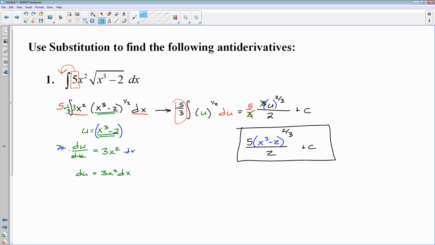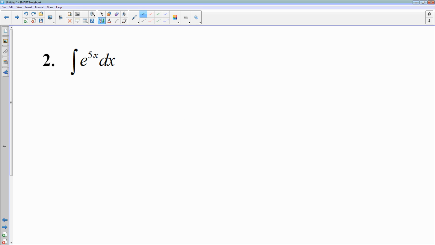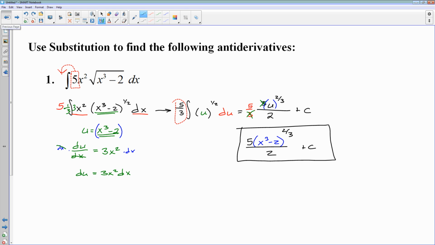Identify an inside, see if the derivative is visible, and then do the substitution. Let's try this one, e to the 5x. Now, e functions, for some reason, just scare everybody. Nobody likes them. One problem with e is there's not a clear, defined inside like there was with this problem.